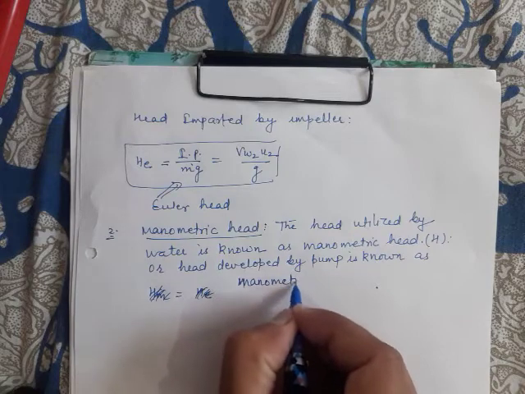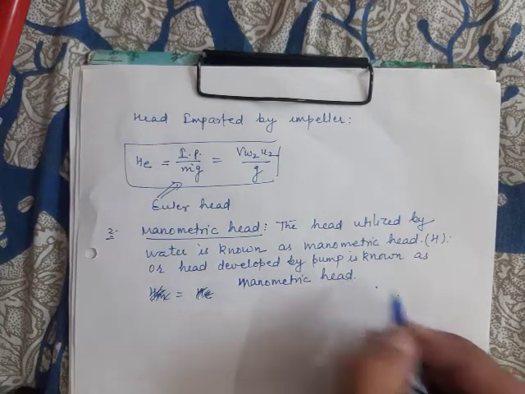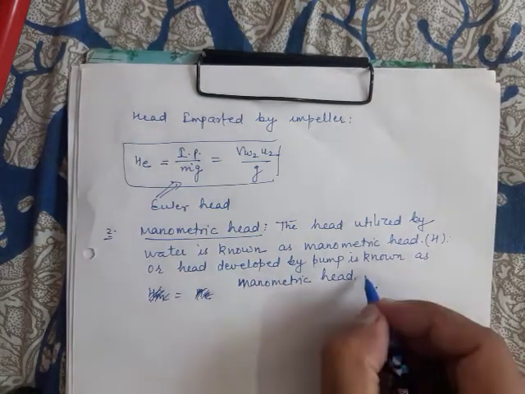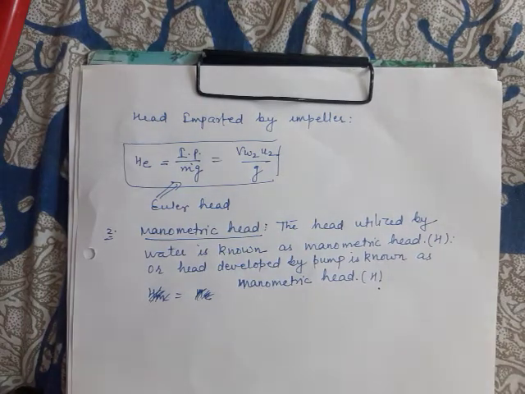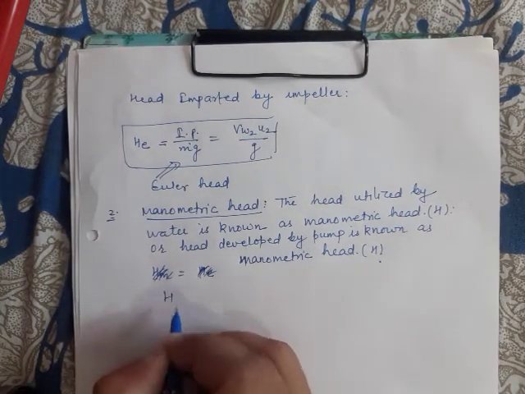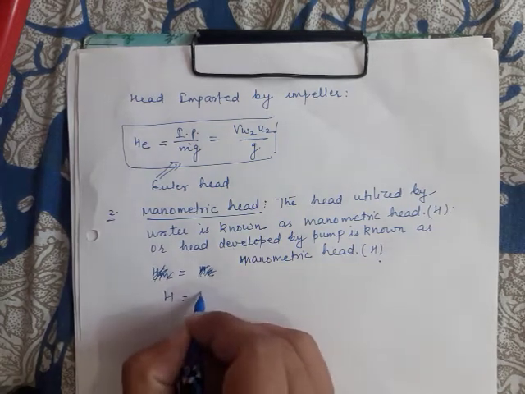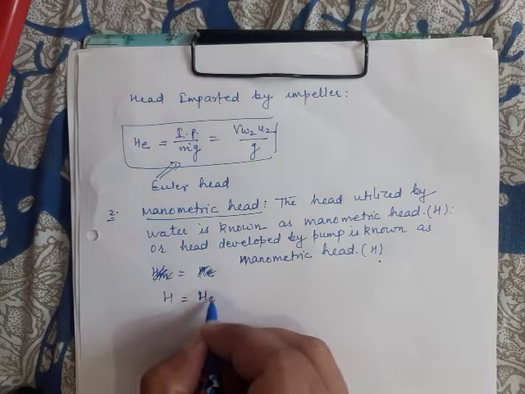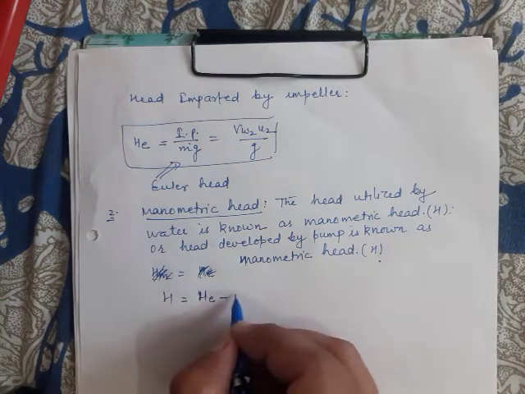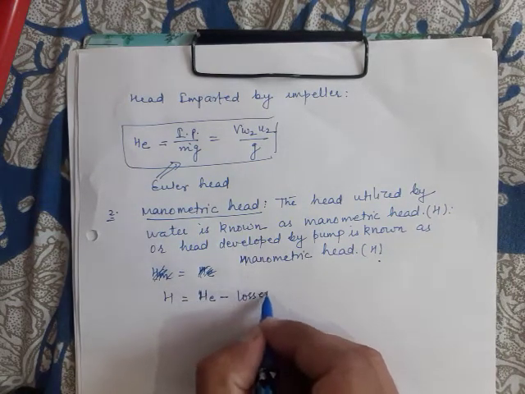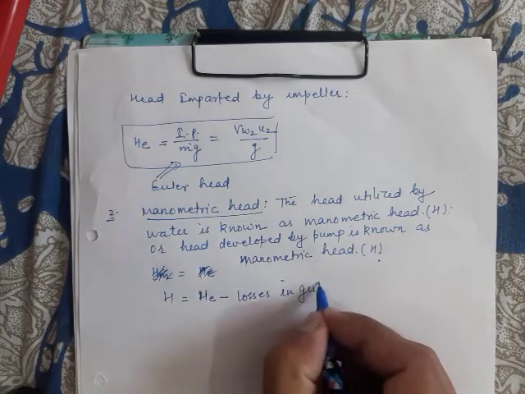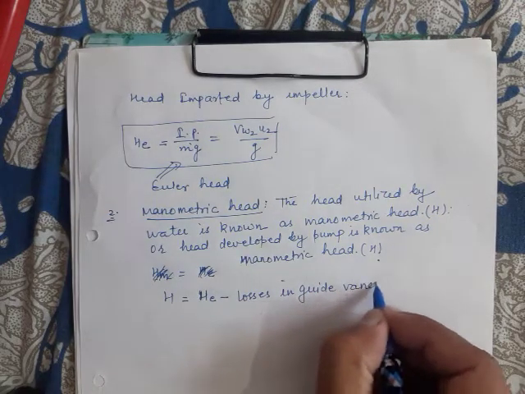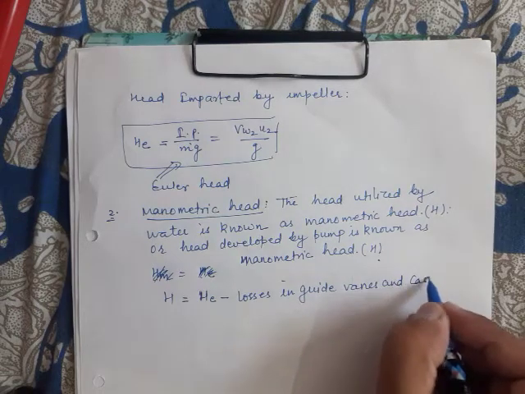Please note, these are the definitions for manometric head, but you have to understand the concept very carefully. Either the head developed by the pump or the head utilized by the water is known as the manometric head. Please observe very carefully. The manometric head can be written as H equals the total head imparted by the impeller, HE, the Euler head, minus losses in guide vanes and casing.